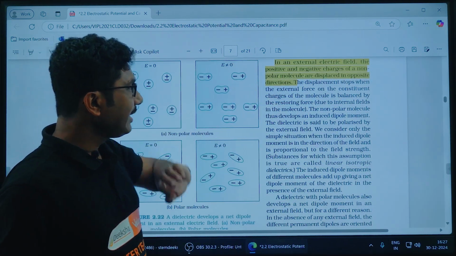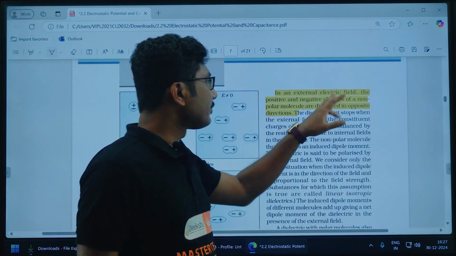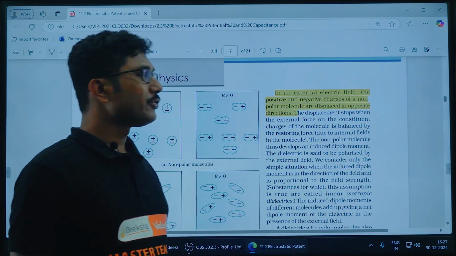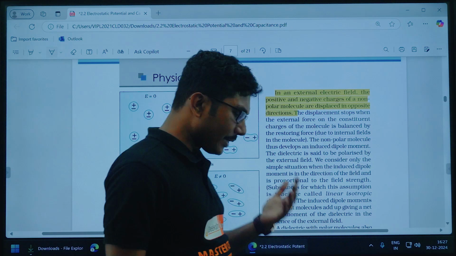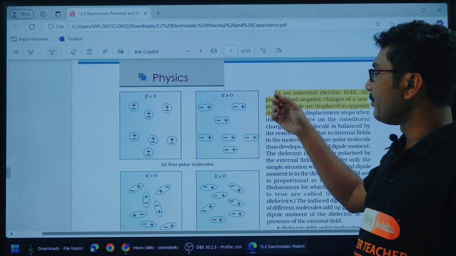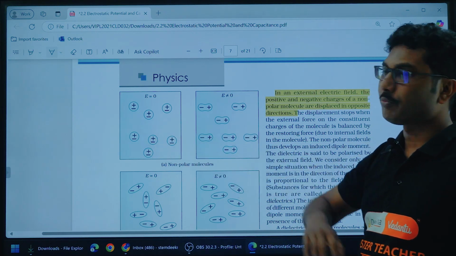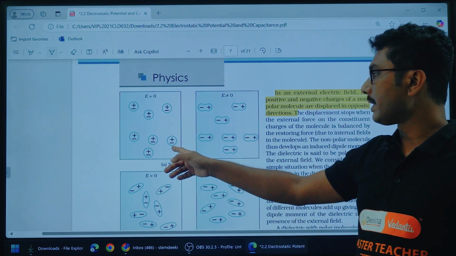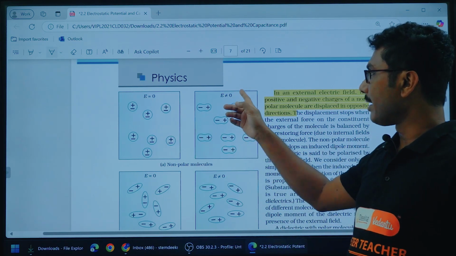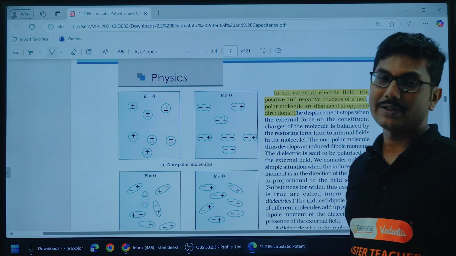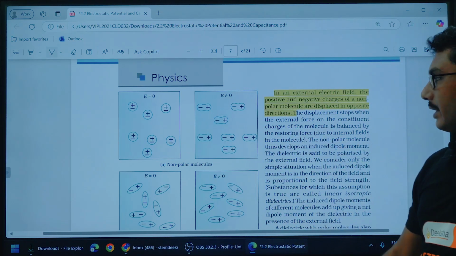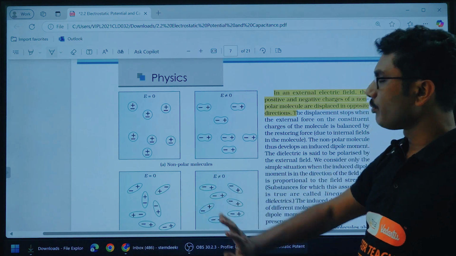Next, in an external electric field, the positive and negative charges of non-polar molecules are displaced in opposite directions. So, obviously, what happens when you apply the external electric field? For example, this is a non-polar molecule. In a non-polar molecule, positive and negative centers coincide. Now, in the presence of an external field, positive and negative slightly separate, and they try to oppose the external electric field.